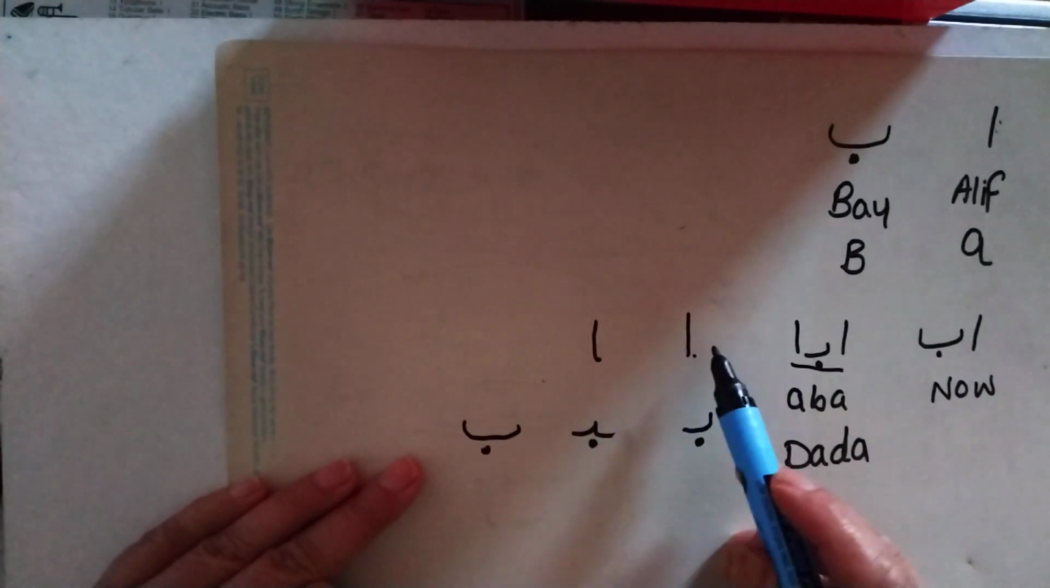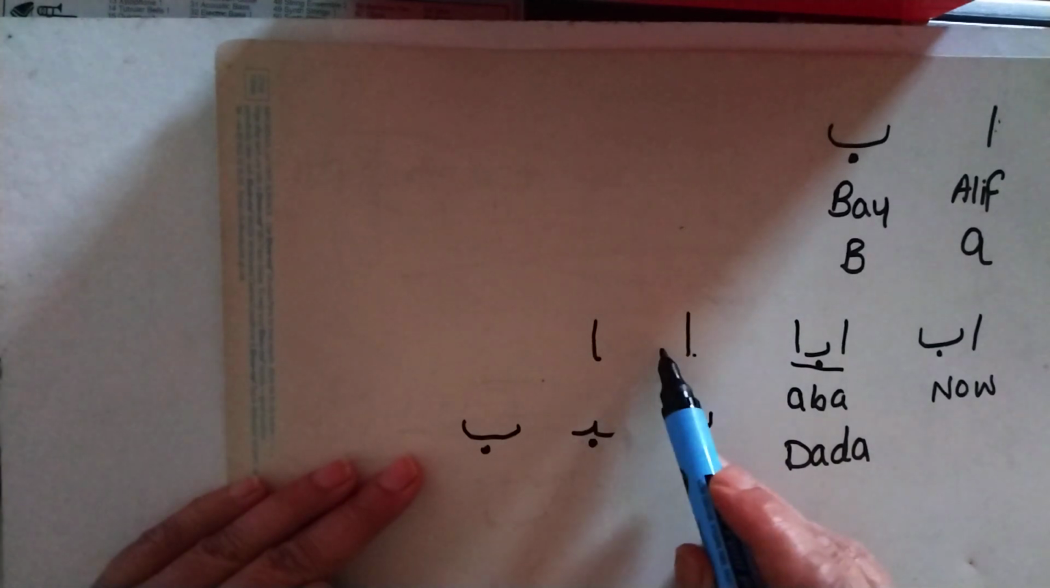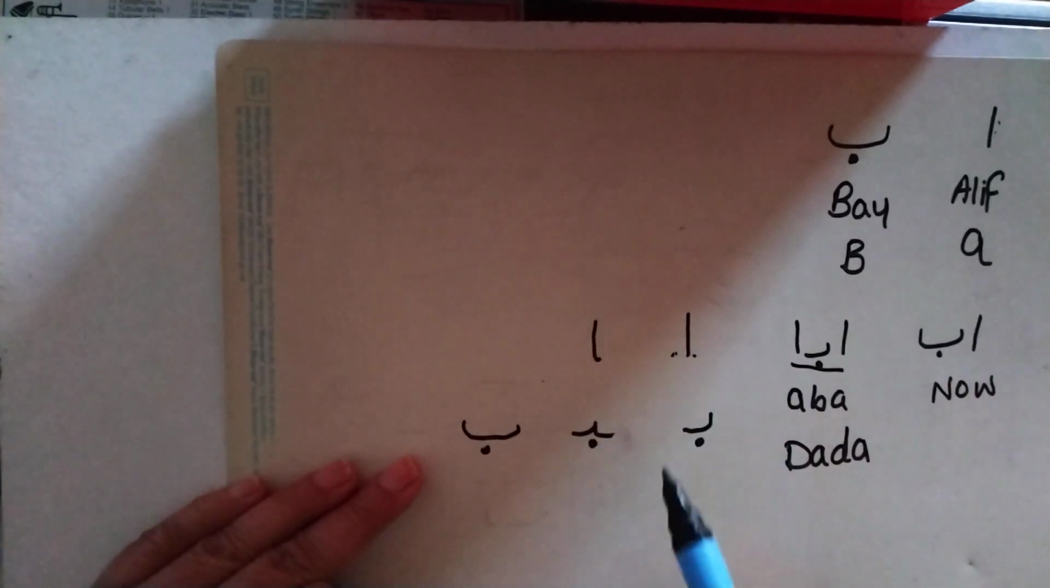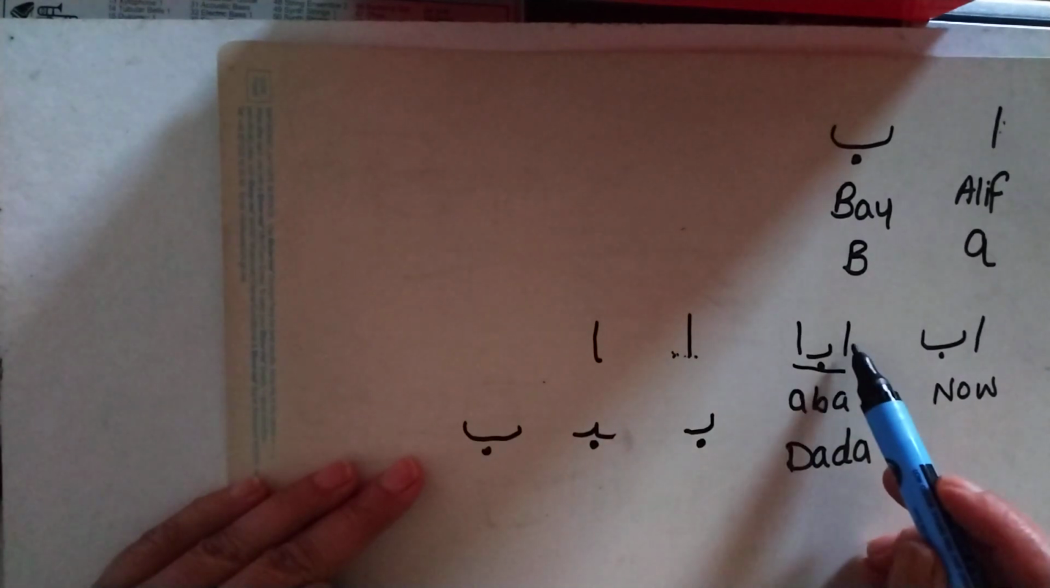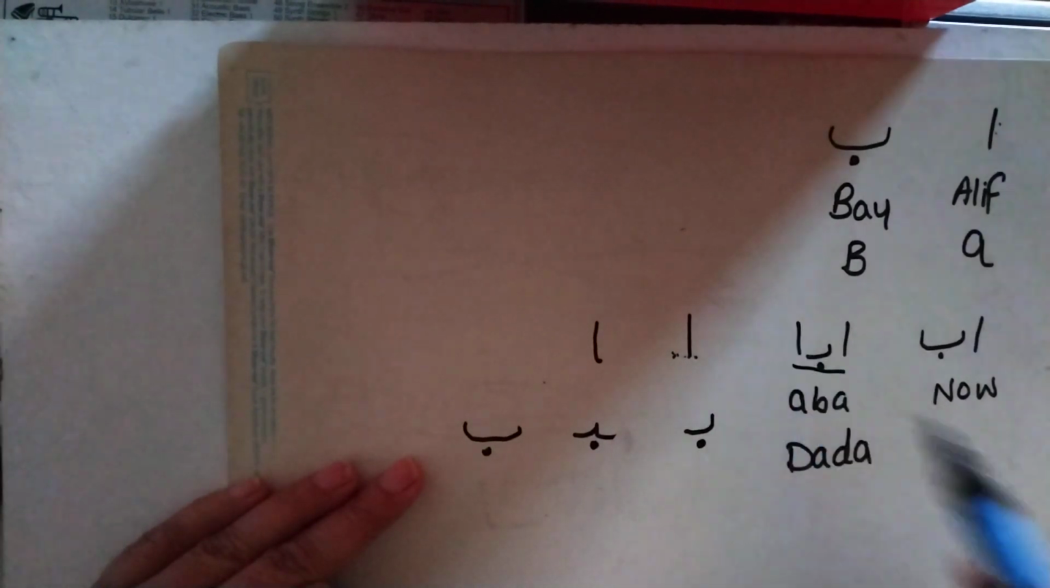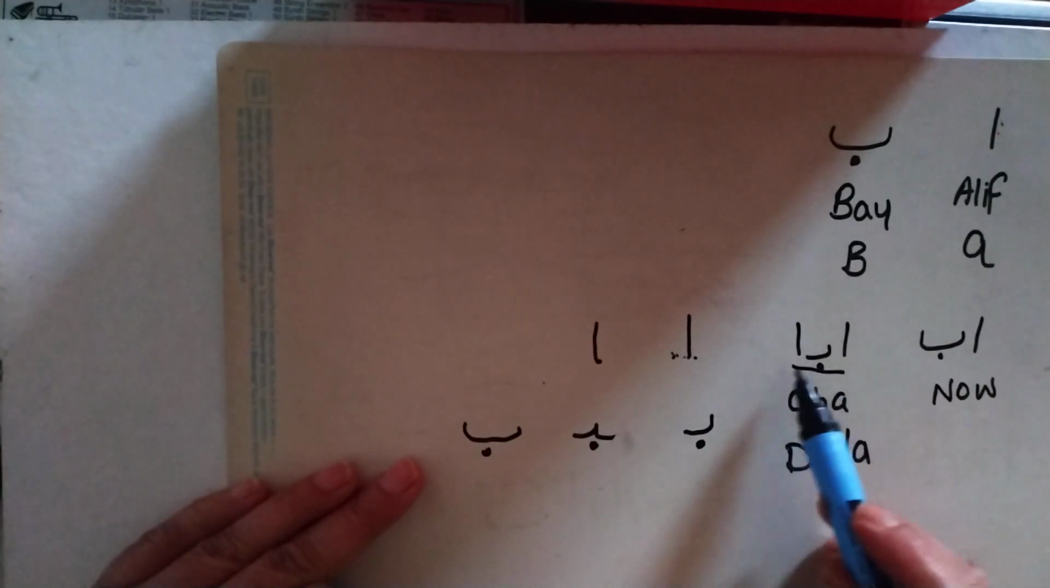Alif: nobody comes to this side of Alif. If they do, you have to start again, like Alif, B, and Alif. So Abba.